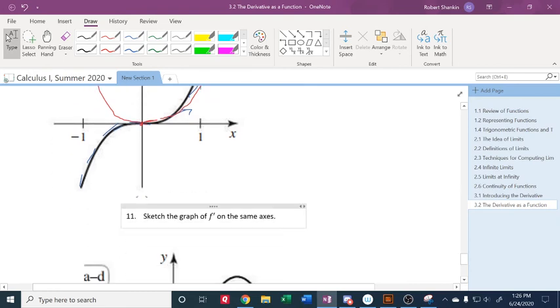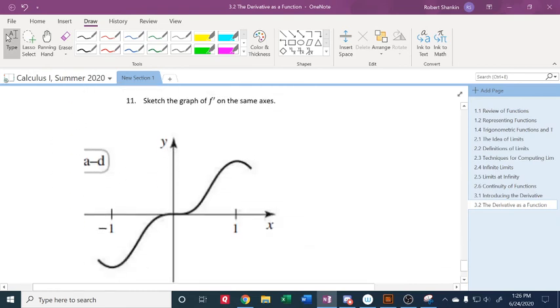Okay, and then let's go to number 11. All right, follow the steps. Make all your x-intercepts for f prime, and then in between each x-intercept, it's got to be either all positive or all negative, and so on, and try to make the shape. So let me give you a minute on this.